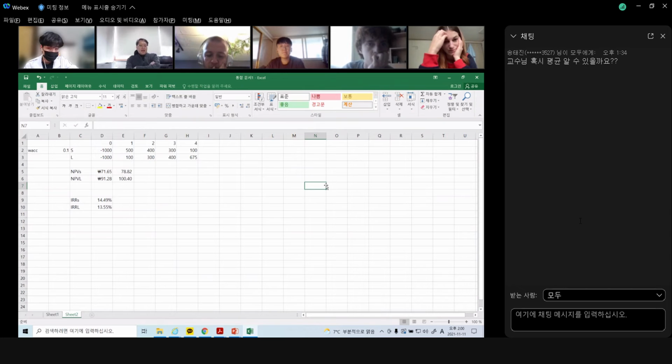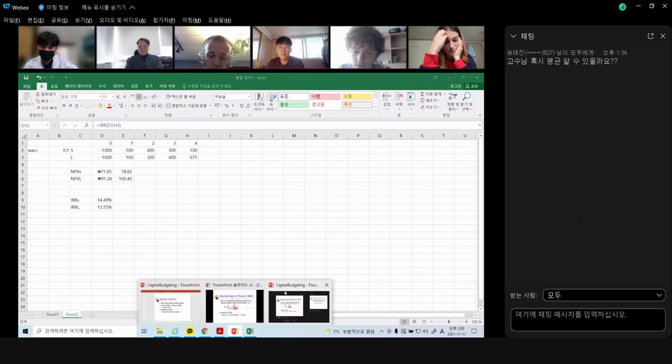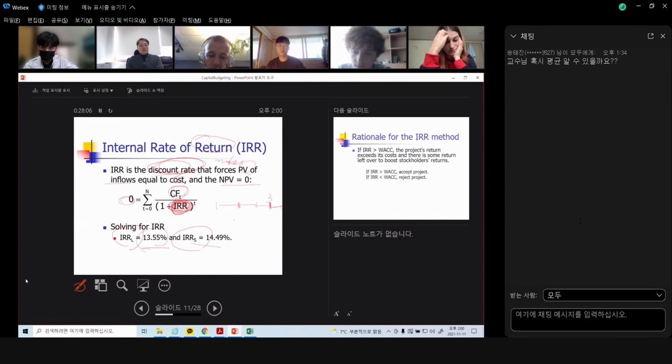So project S's IRR is 14.49%. Project L's IRR is 13.55%. Right? We can solve this question very easily if we use the Excel spreadsheet. The IRR for project L is 13.55%, and the IRR for project S is 14.49%.